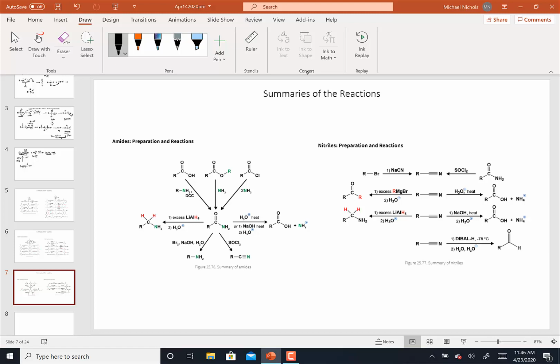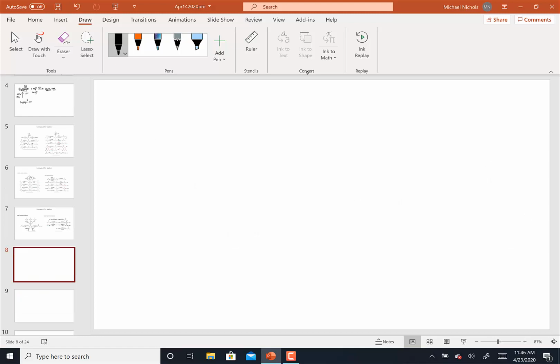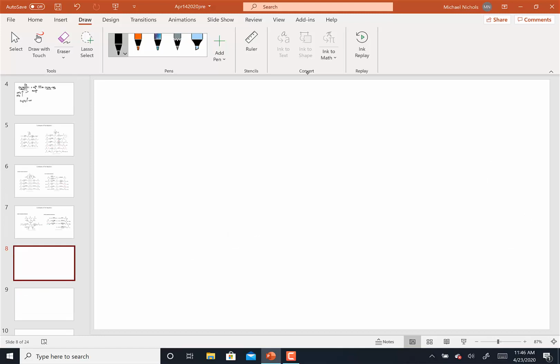Okay, so that's going to end chapter 25, and now we're going to move into the last chapter that we will do this semester, chapter 26. This chapter is going to involve what is called enolate chemistry, and there are a lot of reactions. We'll do these over the next 2 or maybe 3 lecture periods, depending on how far I get each time. But we're going to talk about a new kind of reaction that we haven't done.